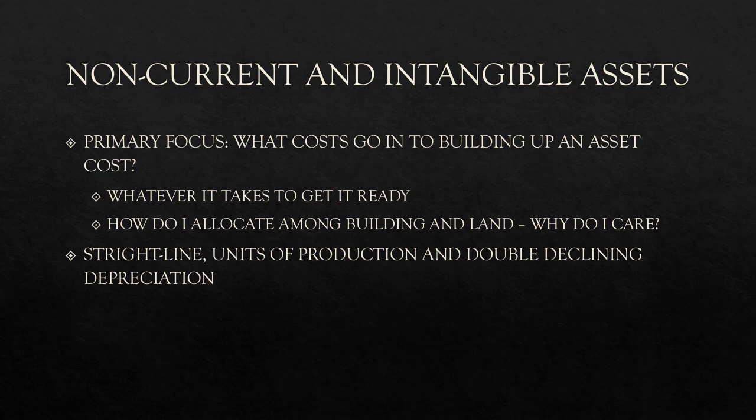Okay, in chapter 10, we're going to be talking about property, plant, and equipment, things like land, buildings, land improvements, and then intangible assets as well. Some of the primary focuses that you need to be aware of is what kind of costs go into building up an asset cost. Essentially, it's all the costs necessary to get it ready for production. Now, those are normal and necessary costs.